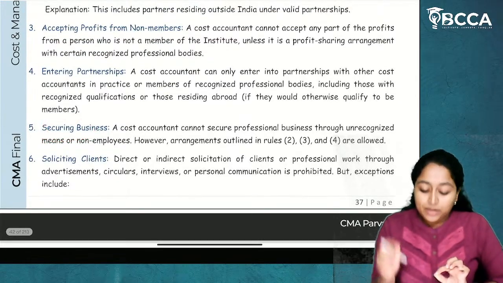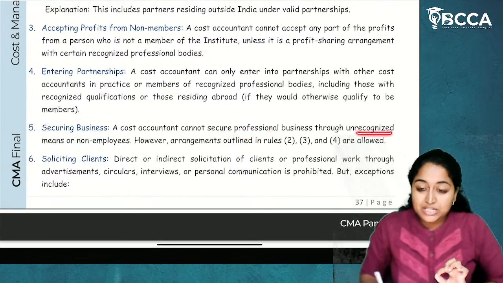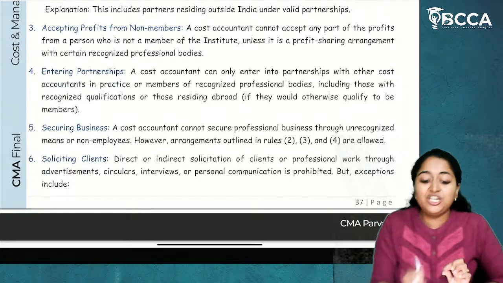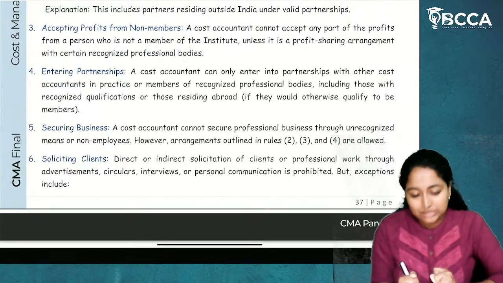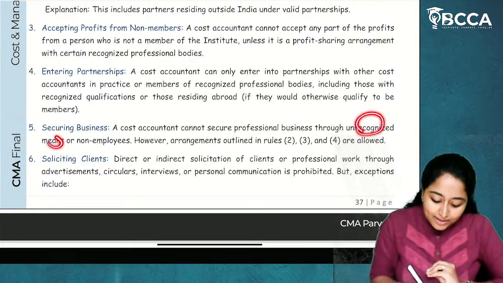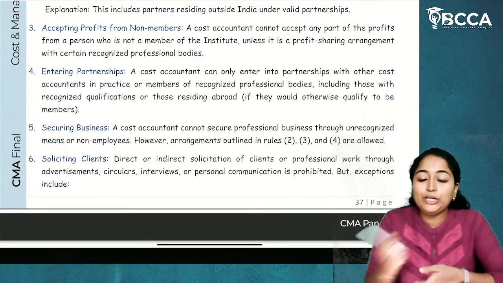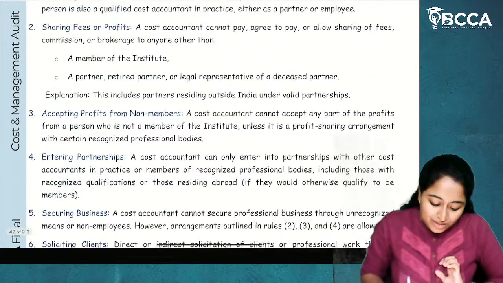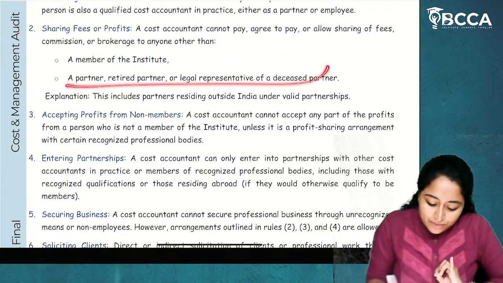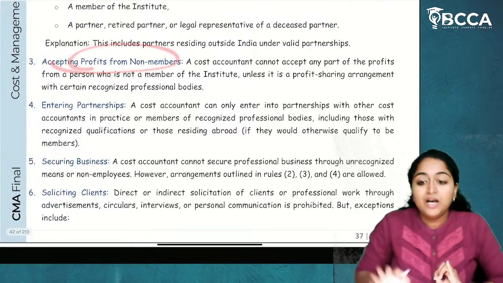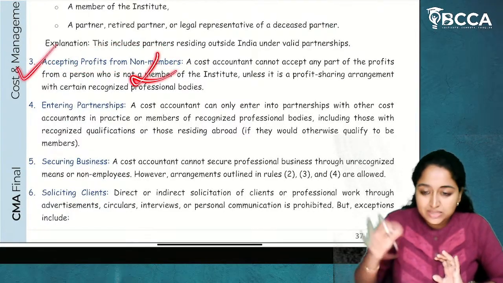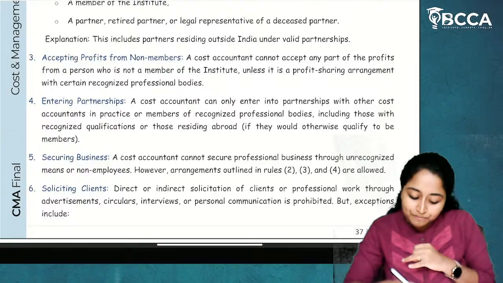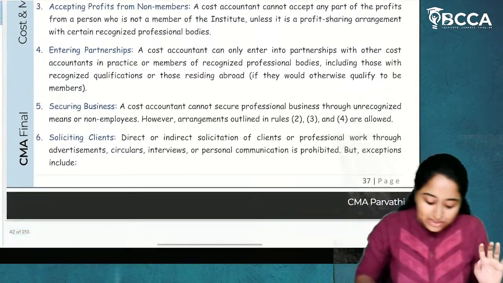Securing business. A cost accountant cannot secure professional business through unrecognized means or through non-employees, which means through brokerage. By giving commission to someone, you can't get business clients. If you're doing that, it is called unrecognized means or through non-employees. Trying to bring in clients that way is prohibited. However, arrangements outlined in Rules 2, 3 and 4 are allowed. Sharing of fees and profits under these is allowed. Entering into partnership with a cost accountant in practice or another professional body member is allowed. Other than that, it is not allowed.